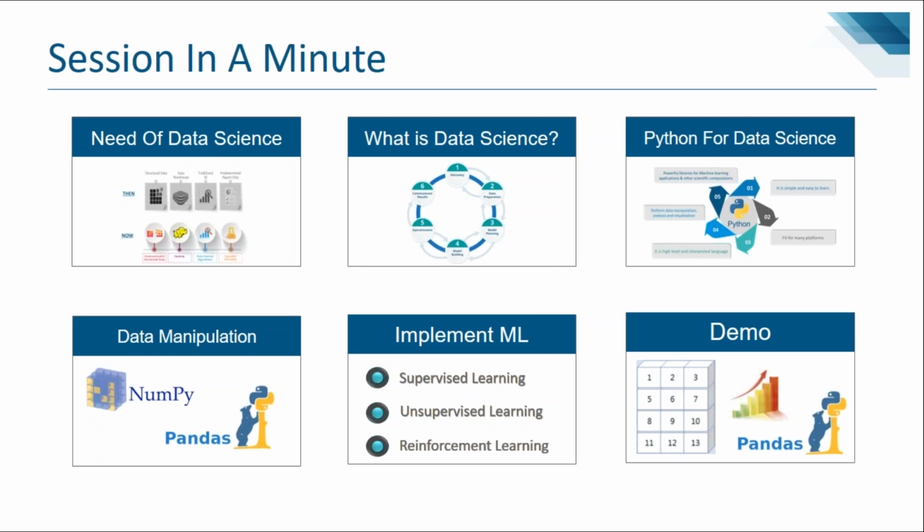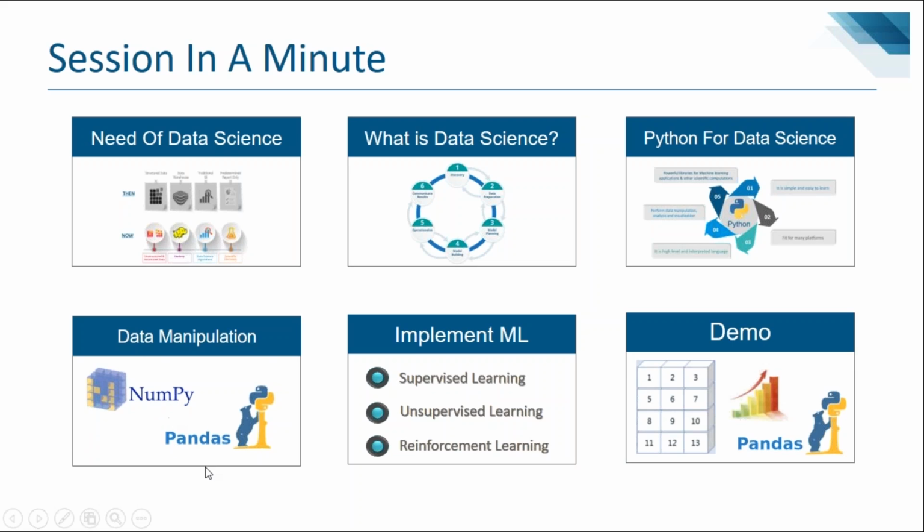Let me just recap what we have covered so far. First of all, we covered the need for data science, why exactly data science came into the picture. Then we understood what data science is, and the life cycle of data. After that, we figured out why Python is best for data science and its various other features. Once we established that, we went ahead and performed some data manipulation, wherein I explained how we can load the data and how we can perform some basic operations with NumPy and Pandas.